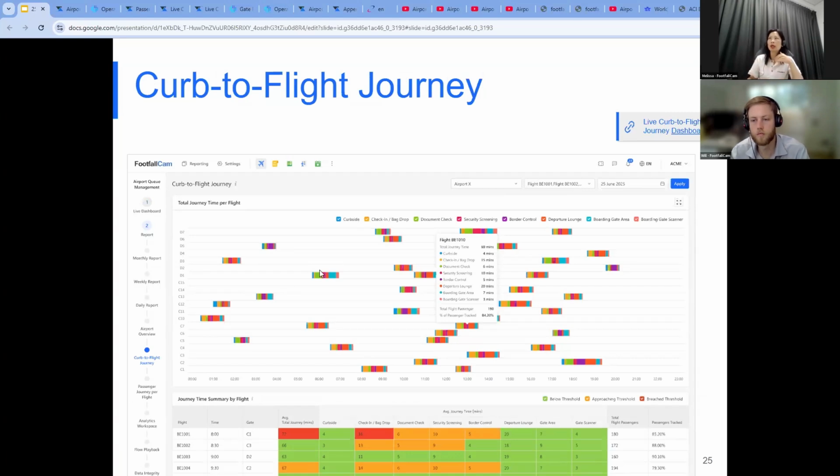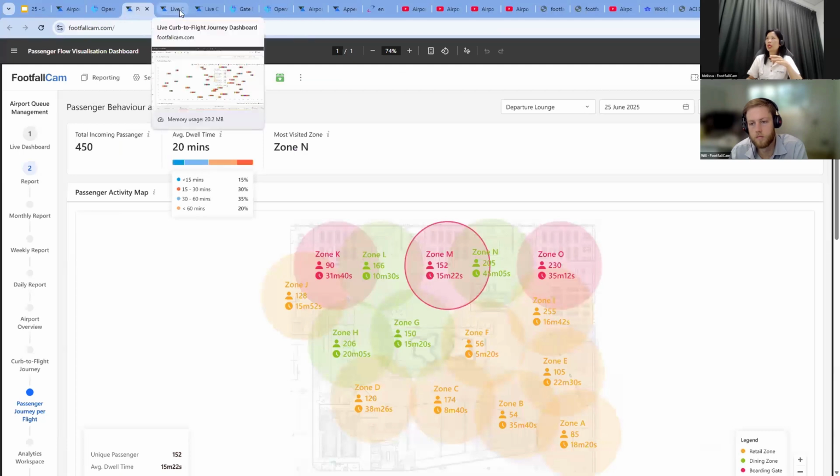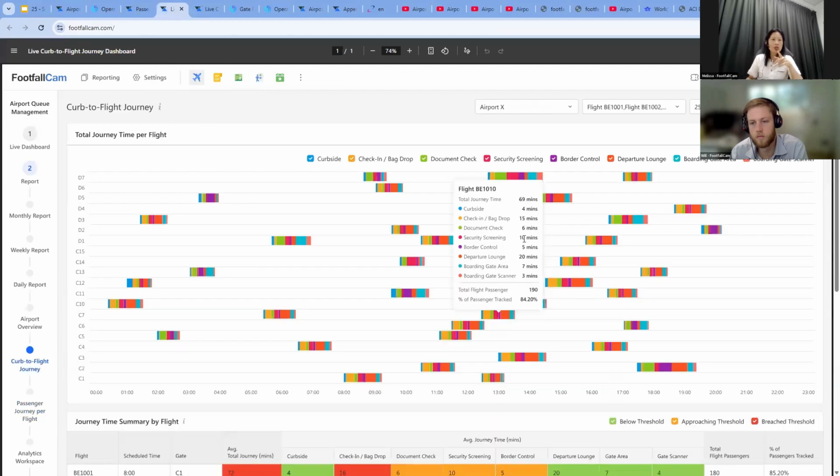Now, the next one is the actual curb to flight journey, which gives a complete view of the passenger journey experience from the arrival all the way to boarding in here. So it starts with the major milestones. For example, you scan the passport or your boarding pass at the check-in, the document check, or at the boarding gate. And this provides us with a fixed reference point to timestamp each phase of the journey.